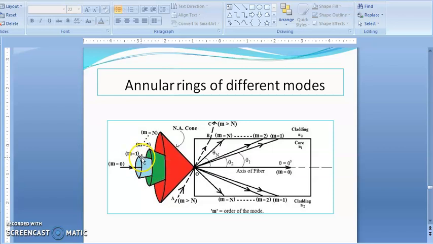But between m is equal to 1 and m is equal to 2, if light is launched, it will not propagate inside the fiber. So that phase condition phi 1 minus phi 2 is equal to 2 m pi should be satisfied. If it is satisfied, you will be getting m is equal to 0 or m is equal to 1, 2 and so on.